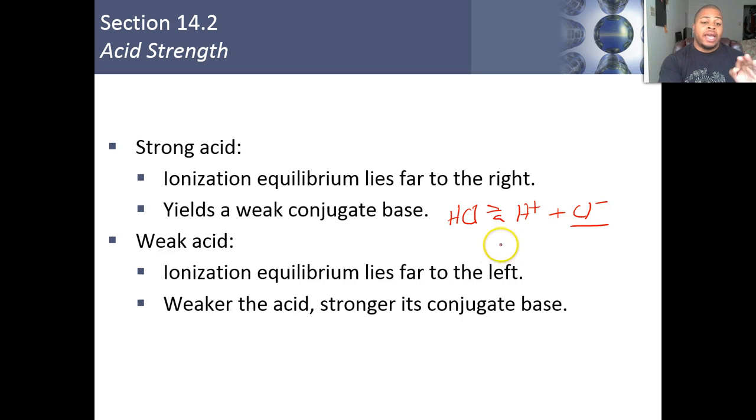Now, what about a weak acid? Well, the ionization equilibrium lies far to the left. So strong acid far to the right, and weak acid far to the left. This means that it's not going to dissociate much at all. It's usually going to be less than 5%. Because it's coming from a weaker acid and it's actually holding on to that hydrogen ion, it's going to be a much stronger conjugate base than we would have for our strong acids. So a good example of this, HF.